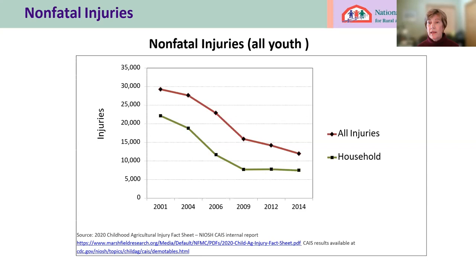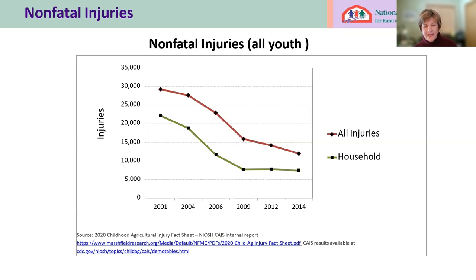And we also learned that more than 60% of these kids who were being injured were not working at the time. So we really had to shift some of the focus of our work. We also found, from other research, that the economic toll of the injuries and deaths was greater than $1 billion a year.